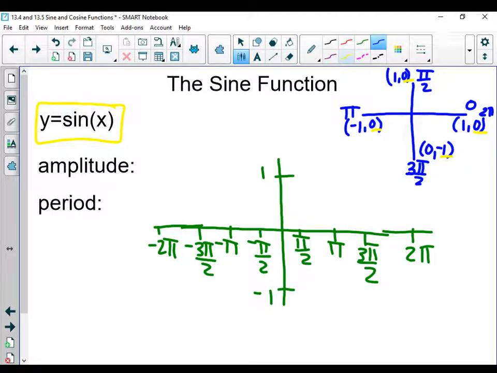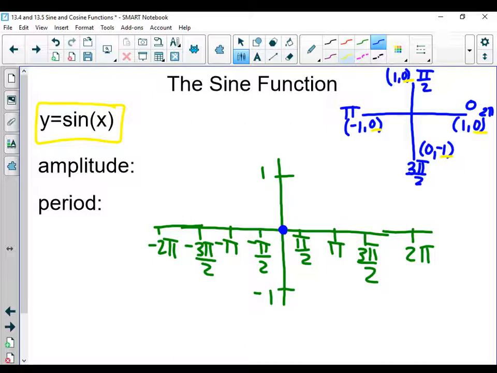Okay? So here we go. Let's look at 0 here. At 0 pi, or 0 in general, what is my y value there? 0. At pi over 2, what's my y value?